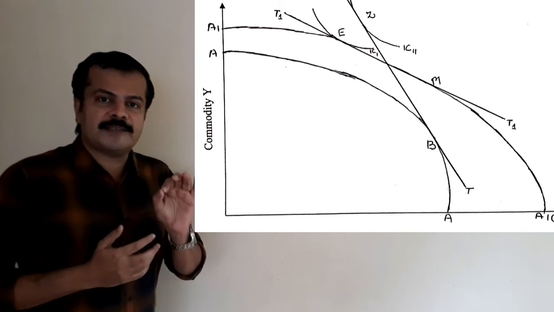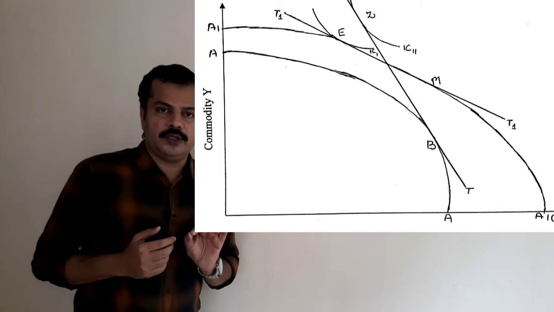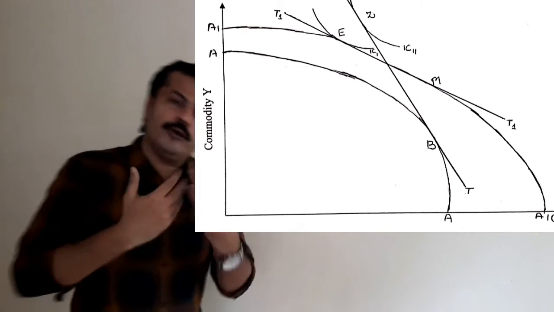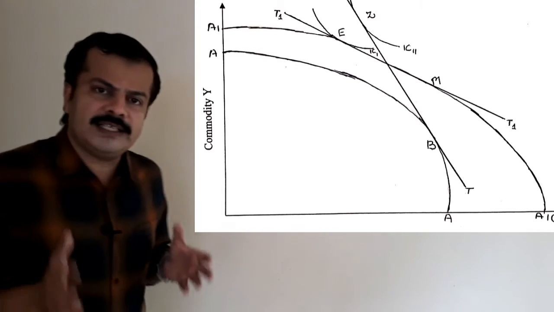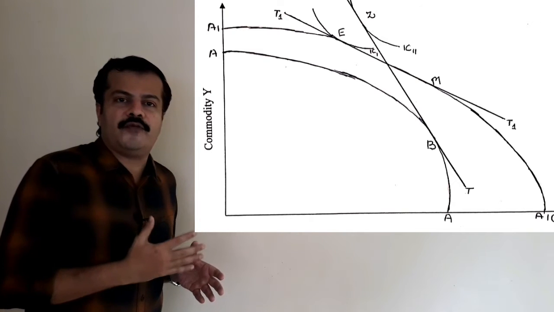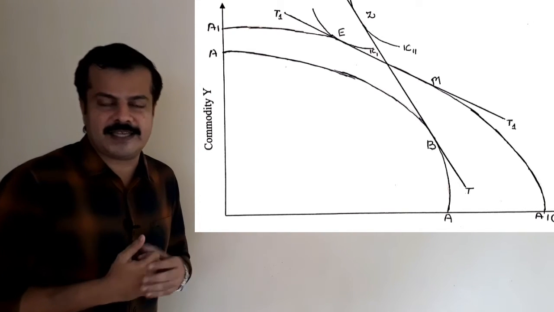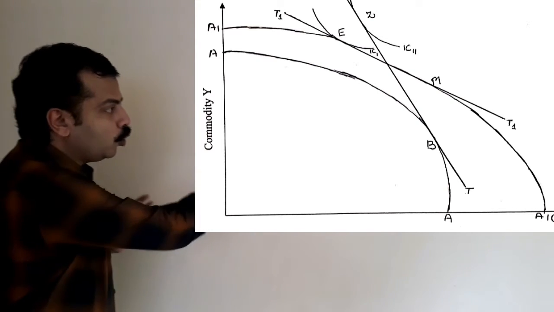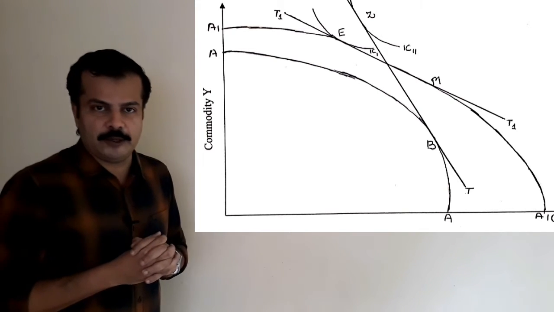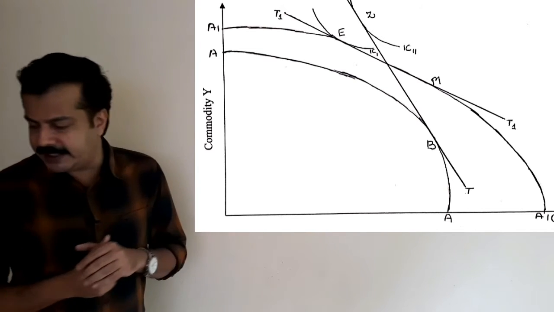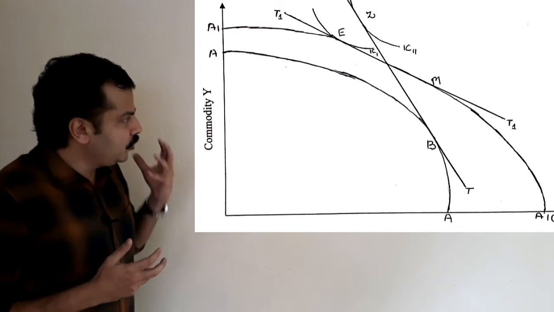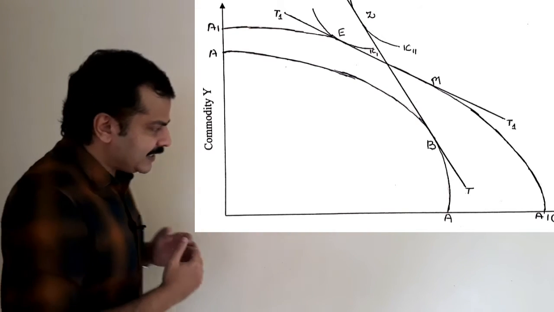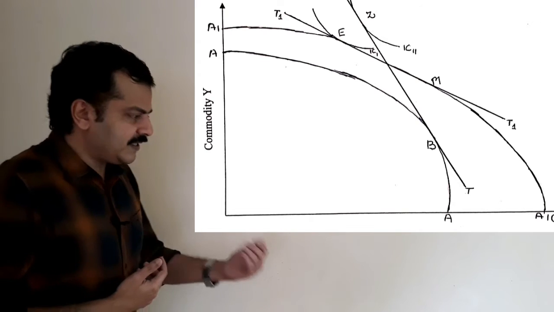Now, let us explore the possibility of economic growth. Let us see that this country in fact experiences economic growth, and let us also assume that this economic growth is biased in favor of commodity X, which is the country's exportable commodity. As a result of economic growth, there is an outward shift in the production possibility curve. So initially the production possibility curve is AA. Now the new production possibility curve is A1, and it is biased towards the country's exportable commodity.